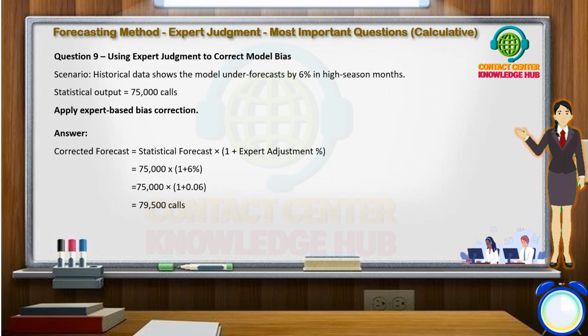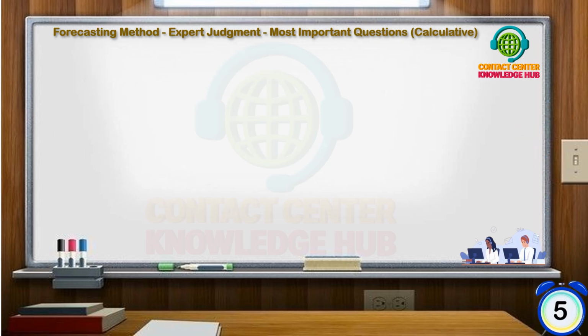Substituting the values. 75,000 multiplied by 1 plus 0.06. This is 75,000 multiplied by 1.06. When calculated, the expert corrected forecast equals 79,500 calls. This adjustment compensates for known model bias and helps ensure more accurate capacity planning during peak periods.